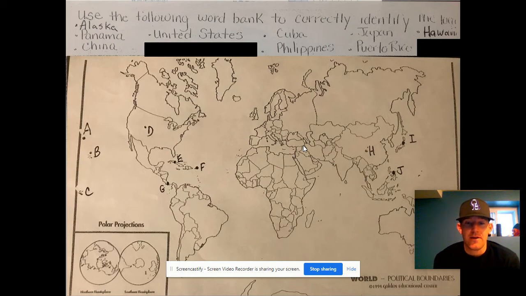If you haven't heard of the Panama Canal, we play a big role in cutting through their land and making it that much easier to travel to the west coast of the country. Then we got H, China. I, Japan. And J is the Philippines.